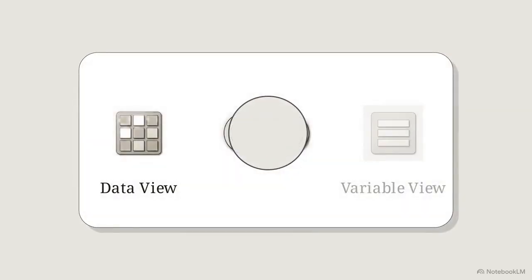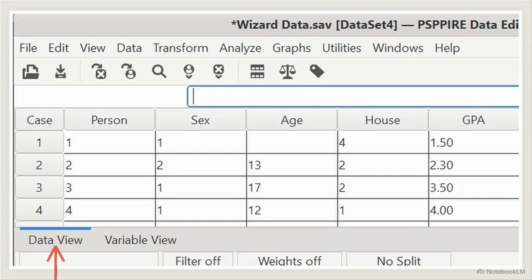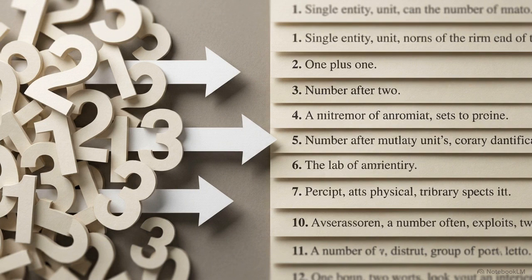You will see a toggle that lets you switch between the two main workspaces. This is the data view. It is a dense grid of raw values. This is exactly how the computer sees the world, pure, unformatted numbers that look like absolute gibberish to a human reader. Next to it is the toggle for the variable view. This is where we step away from those raw numbers and begin defining what they actually mean.